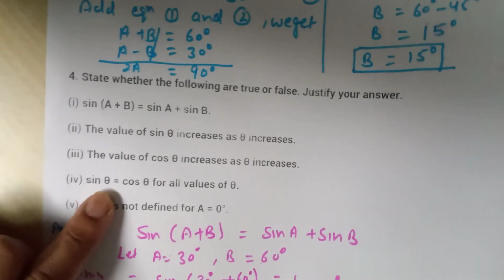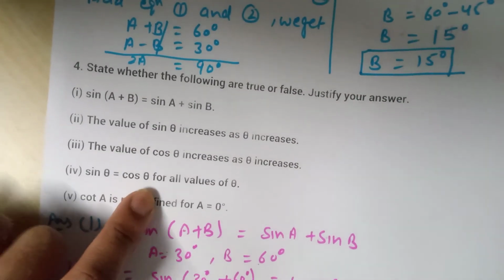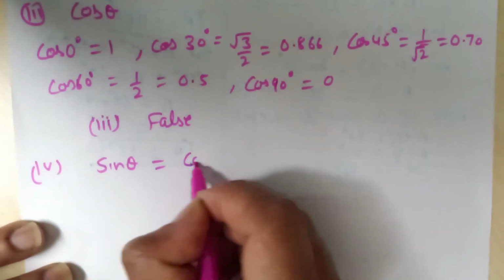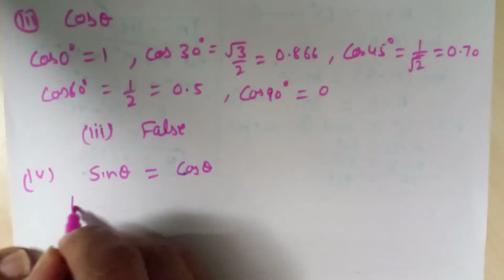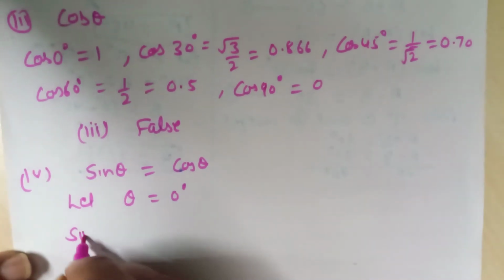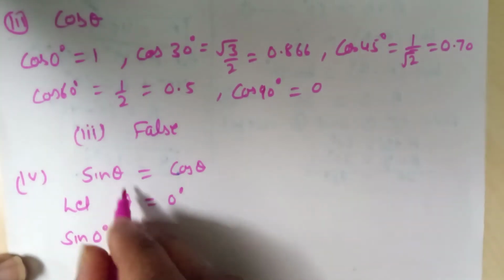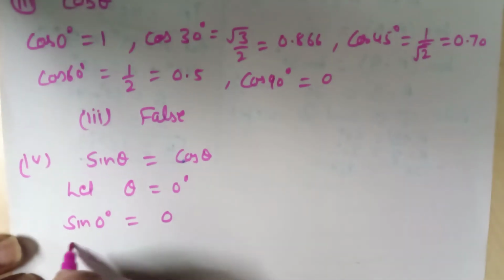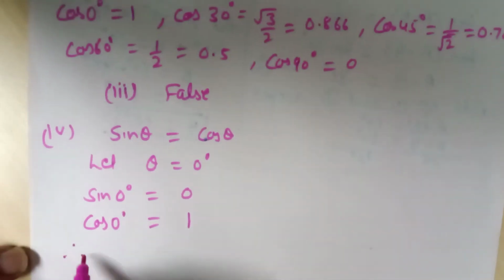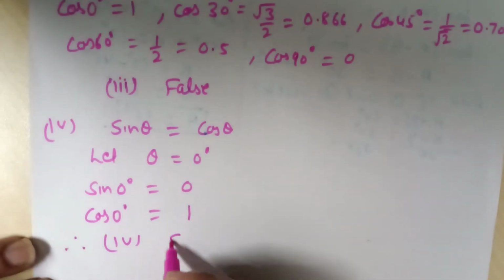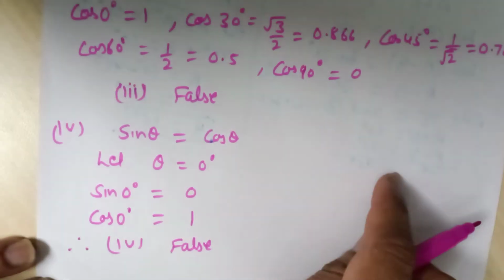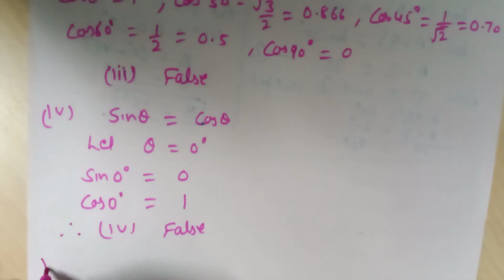Now fourth part is sin theta is equal to cos theta for all values of theta. Let's check. Sin theta is equal to cos theta. Let theta is equal to 0 degree. Value of sin at 0 degree is equal to 0, whereas value of cos at 0 degree is equal to 1. Therefore option 4 is also false. Sin theta is not equal to cos theta for all values of theta.